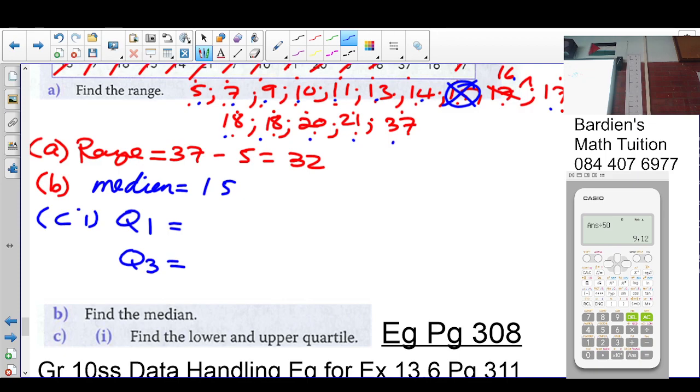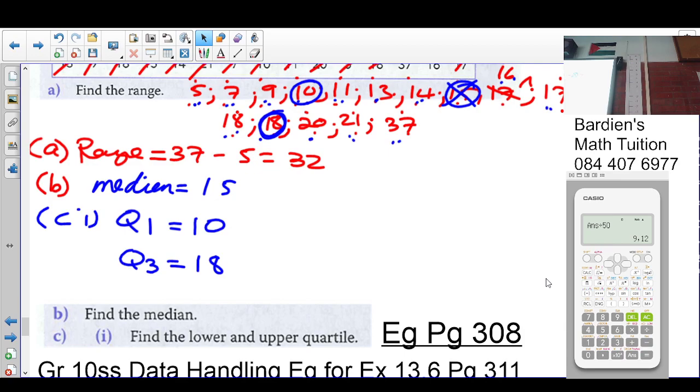So what we do is we go 1, 2, 3, 4, 5, 6, 7. There are 7 numbers. What's 7 divided by 2? So it's the fourth number: 1, 2, 3, 4. 10 is in the middle. Can you see that? So Q1 is 10. You guys understand? So you count here: 1, 2, 3, 4. So 18 is going to be your Q3.